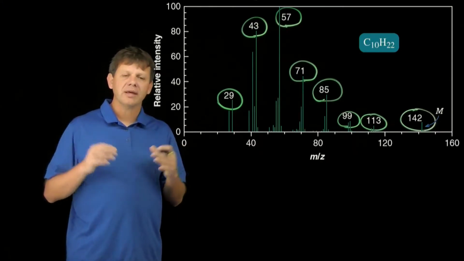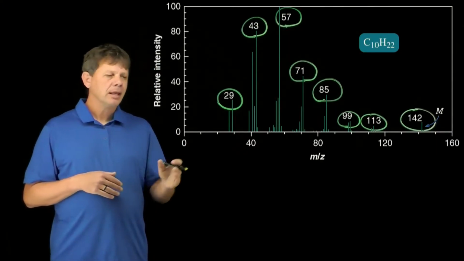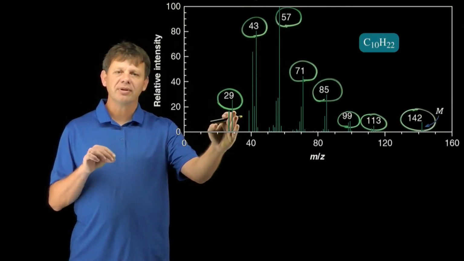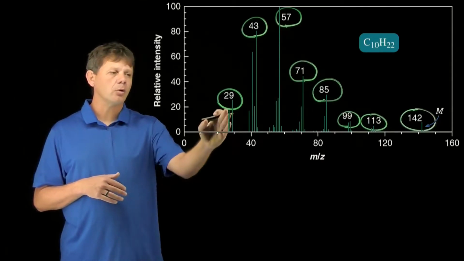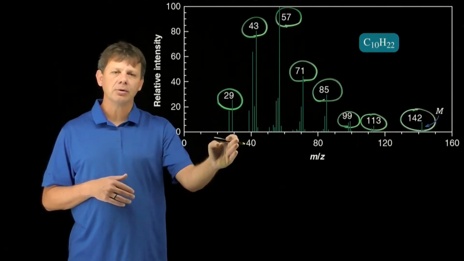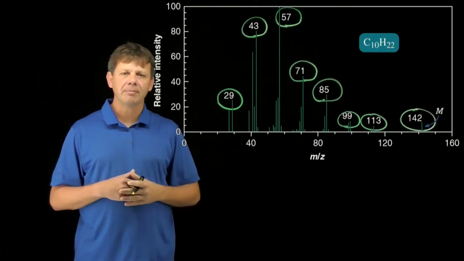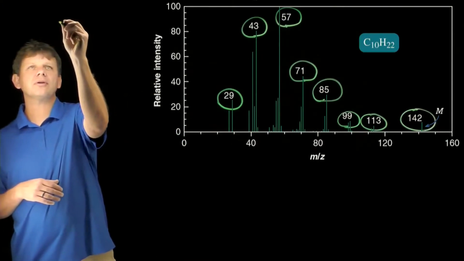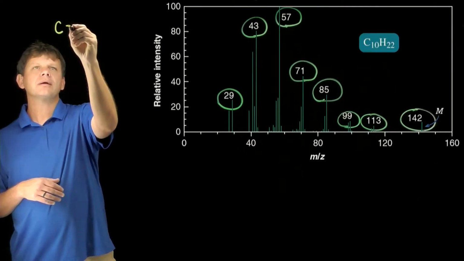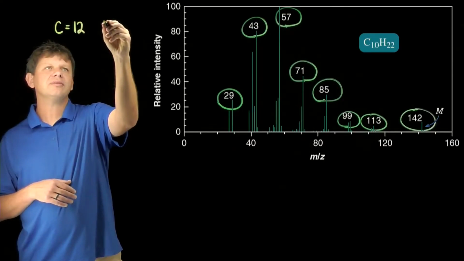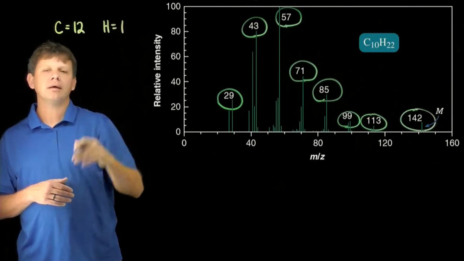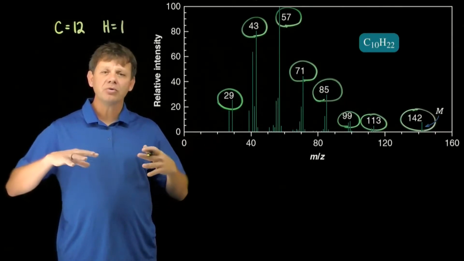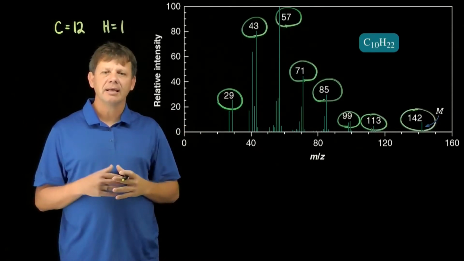And so here's the two things that we have to keep in mind. Any peak that's shown represents a fragment that is there. So this piece of the molecule that has fragmented has a mass of 29 atomic mass units. We also know that this is going to only have carbon and hydrogen. Carbon has 12 atomic mass units. Hydrogen has 1 atomic mass unit. So this 29 is going to be composed of some number of carbons and hydrogens.